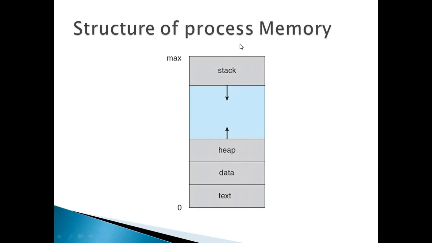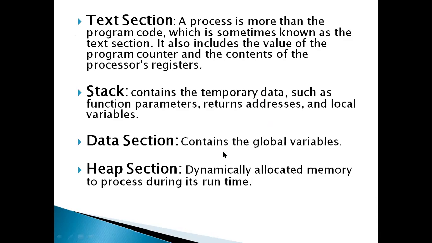Now, while running, the process may request some additional amount of memory during execution. That dynamic amount of memory requested at run time is actually allocated from the heap area. And for this request, it should use methods like malloc and calloc.